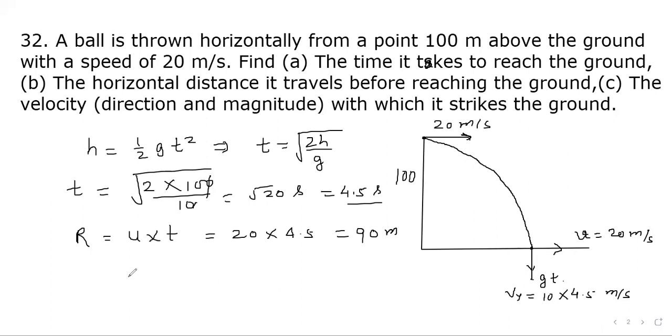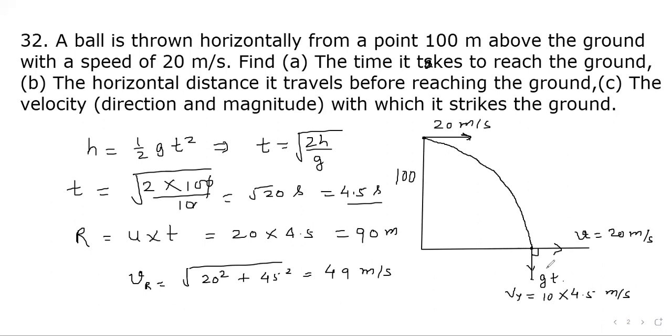Now we can find the resultant velocity. V resultant will be, as these two are at 90 degrees, the square root of 20 square plus 45 square. This will come out to be 49 meter per second.